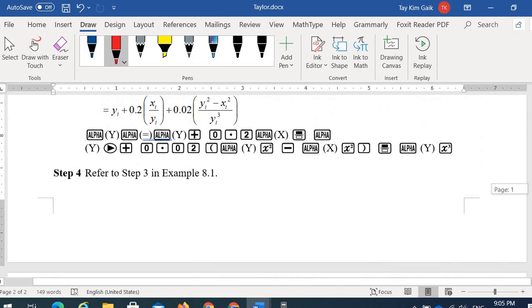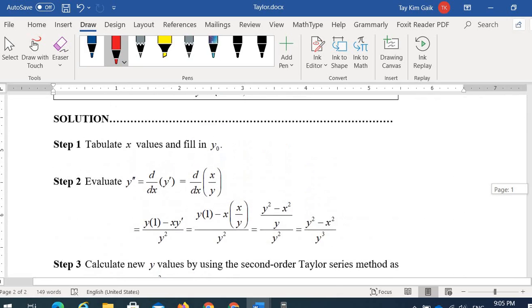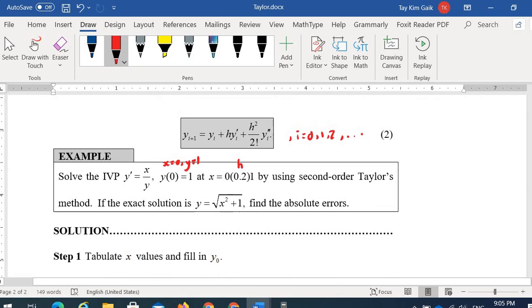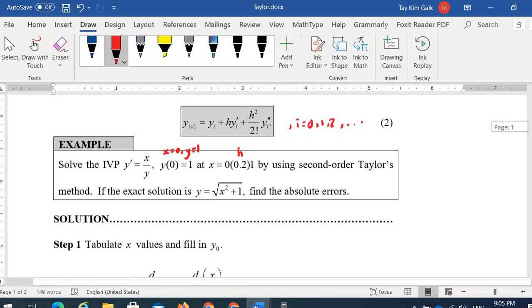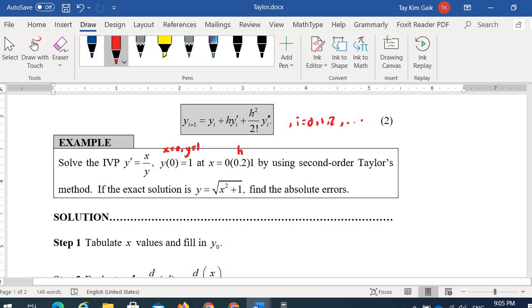Using the second order Taylor's method, your y(i+1) will be yi plus h yi prime. Yi prime is actually the right hand side function x over y. Hence, you need to find yi double prime. You find the second derivative. Y prime is actually from here, you can plug in y prime here. Now we need y double prime.